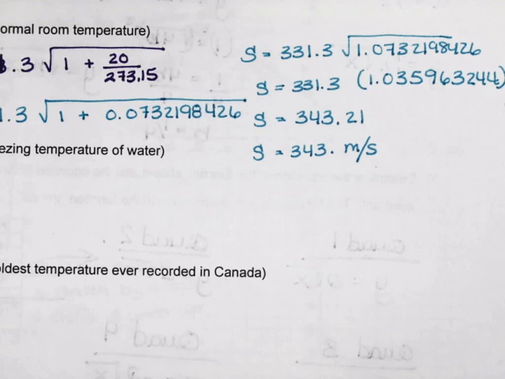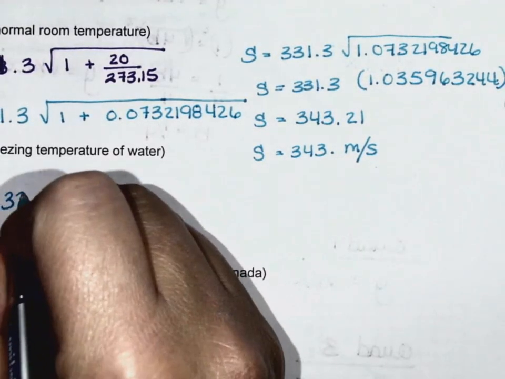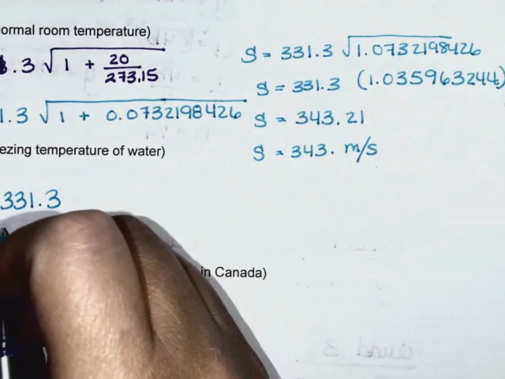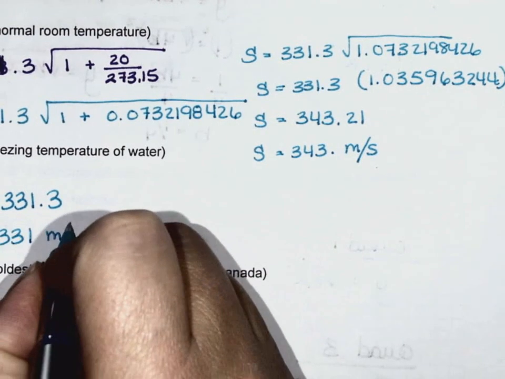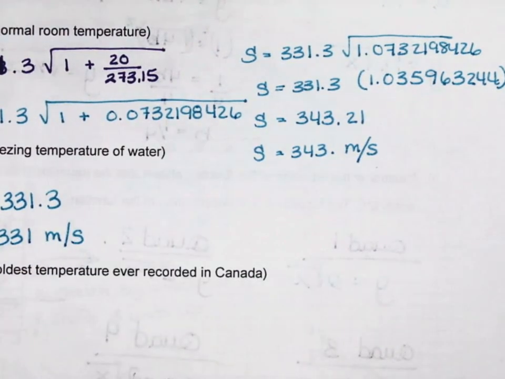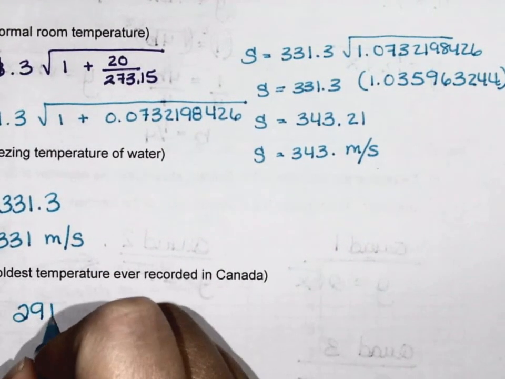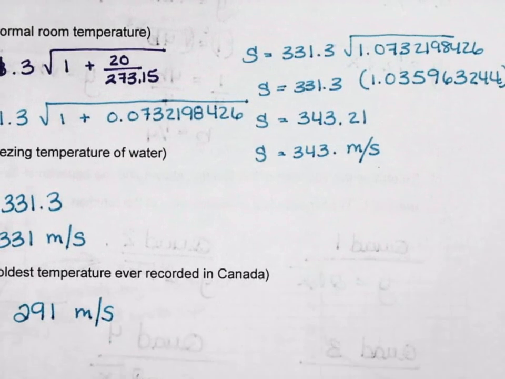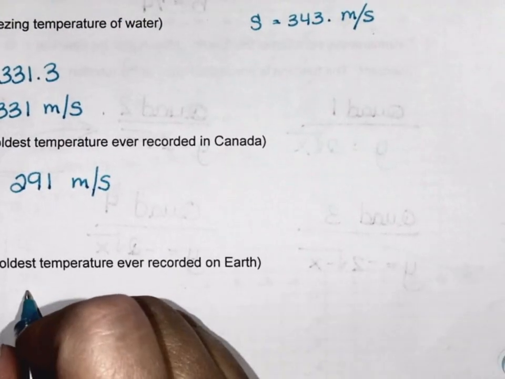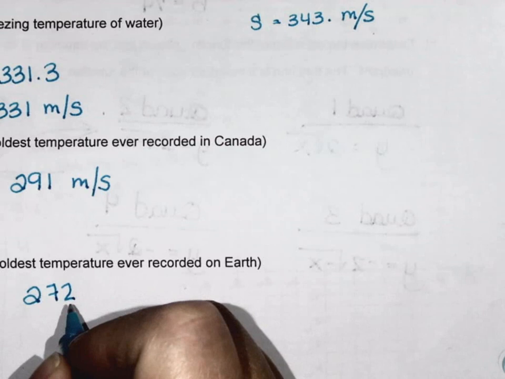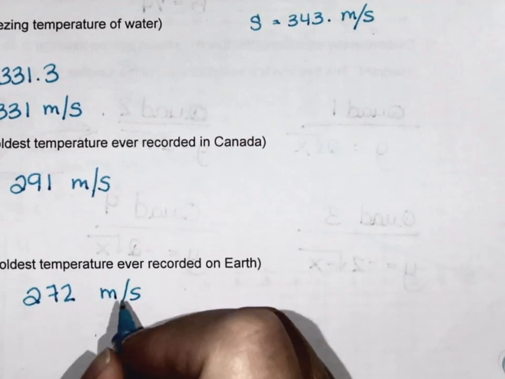I don't think we need to go through the rest of them. They're all just going to give us different answers. I can give you the answers if you just want to check them. If it's 0, it's going to be 331.3, so 331 meters per second. If it's negative 63 degrees, that's going to be 291 meters per second. And the last one is going to be 272 meters per second. That's a sketchy 2.